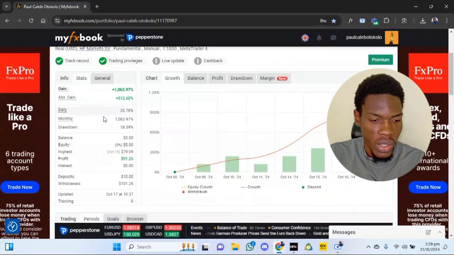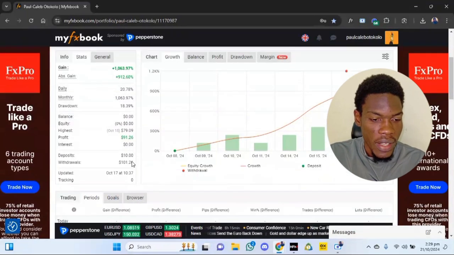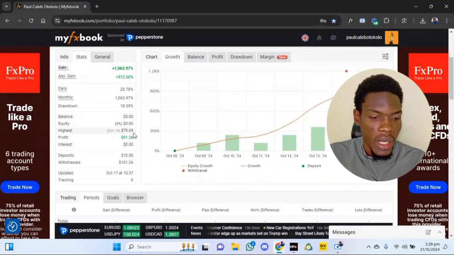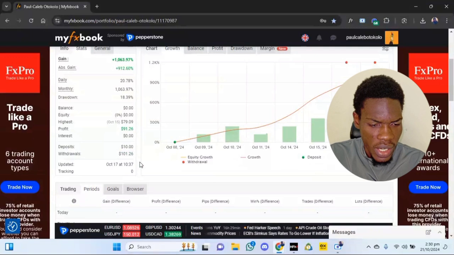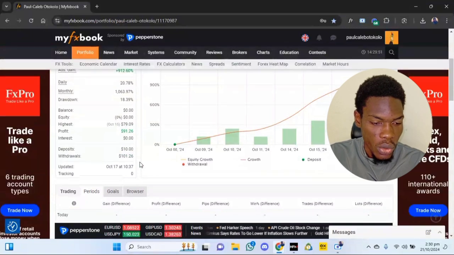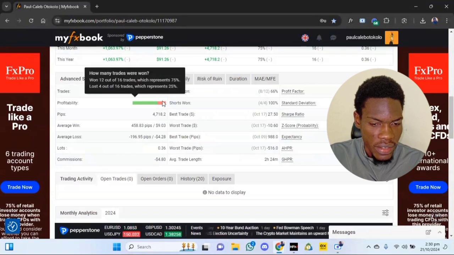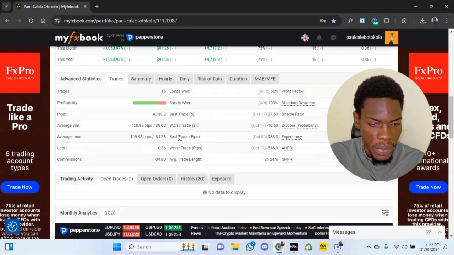So what I'm going to do next is, you can see the monthly gain and all that. You can see the balance is 0 because I made a withdrawal. I withdrew everything, and you can see the deposit here. We made a deposit of $10 and we made a withdrawal of $101. It was last updated on the 17th of October. So if you scroll down over here, you can see we had 16 trades. I thought we had 20, but it's showing 16 over here. You can see the profitability, how many pips and everything.